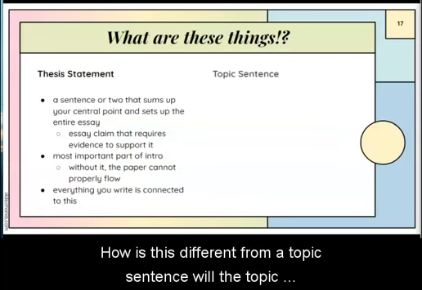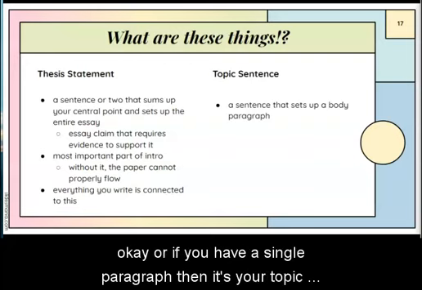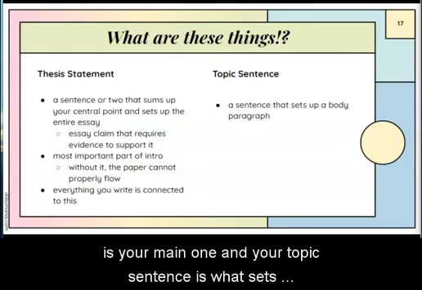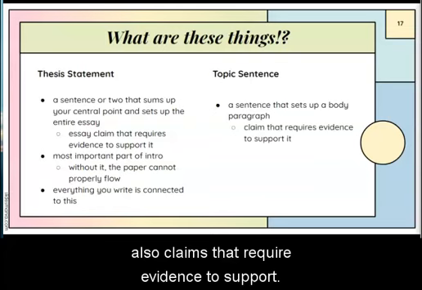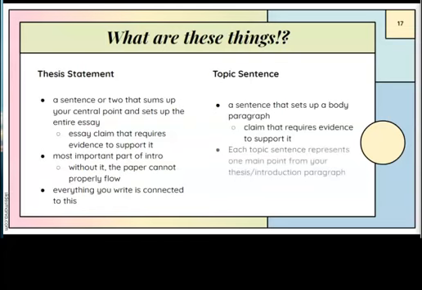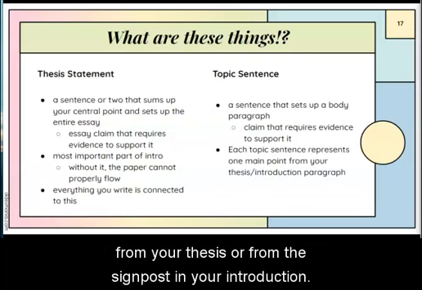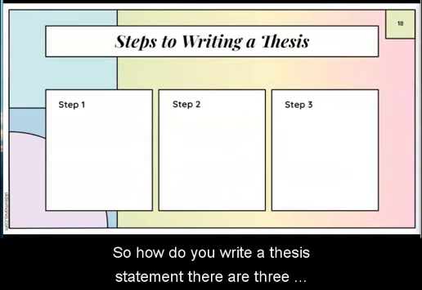Now, how is this different from a topic sentence? Well, the topic sentence is the sentence that sets up a body paragraph, okay? Or if you have a single paragraph, then it's your topic sentence. But as soon as you're in an essay, your thesis is your main one, and your topic sentence is what sets up each of those body paragraphs. So these are also claims that require evidence to support it. And each topic sentence is going to represent one main point from your thesis or from the signpost in your introduction, okay?